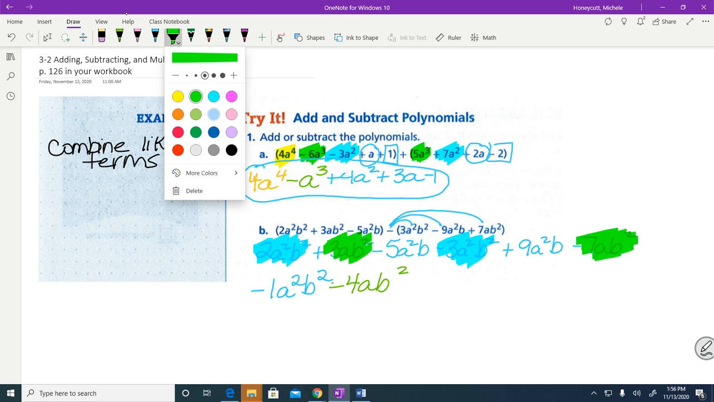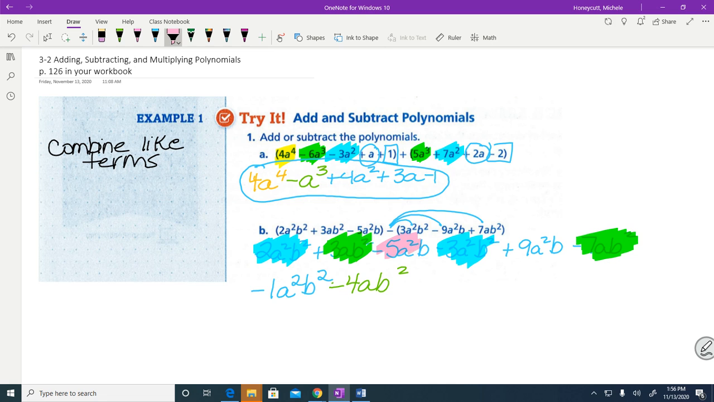And then let's get another color. There we go. A squared b and an a squared b. So -5 plus 9 would be plus 4a squared b.